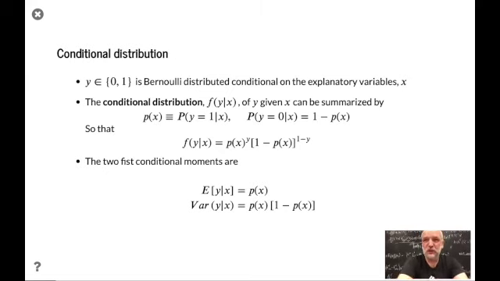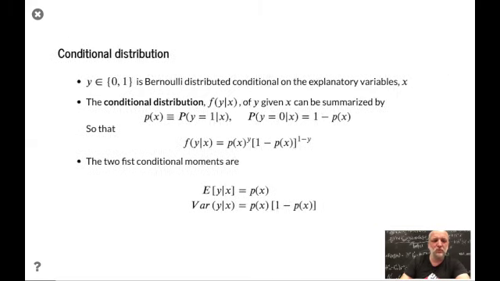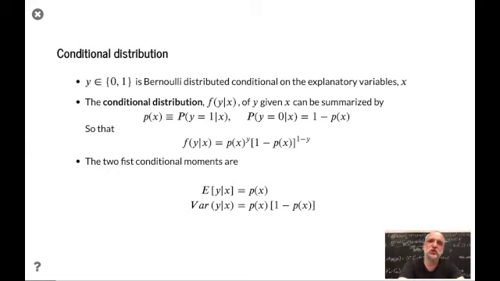Let's move on. Given that we are now interested in that response variable, we want to look at the distribution of that response variable y, the conditional distribution of y conditional on x. So y is Bernoulli distributed conditional on the explanatory variables. Basically, there are just these two outcomes: it can either be 0 or it can be 1. This means that the conditional distribution of y conditional on x is completely summarized by two probabilities: the probability that y is equal to 1 conditional on x, and the probability that y is equal to 0 conditional on x. Essentially, there are only these two outcomes.